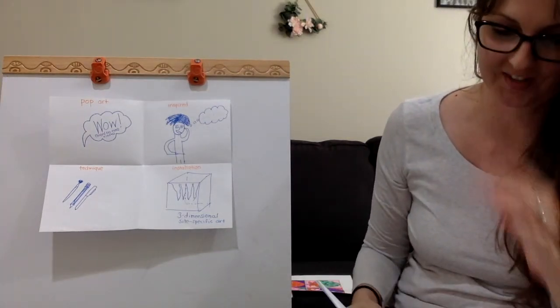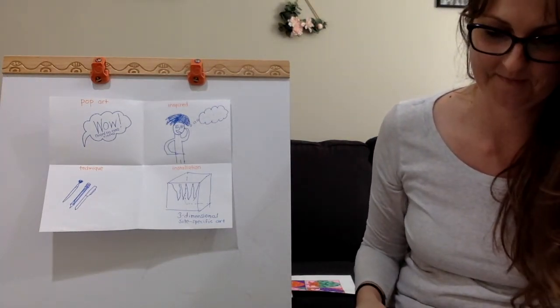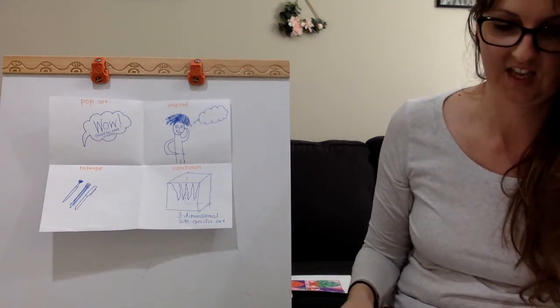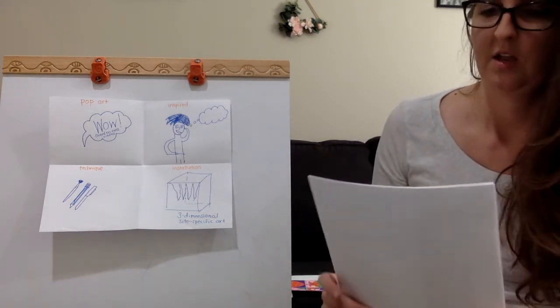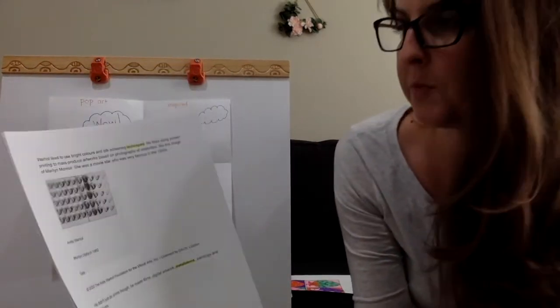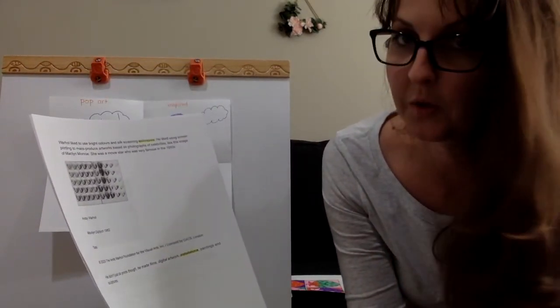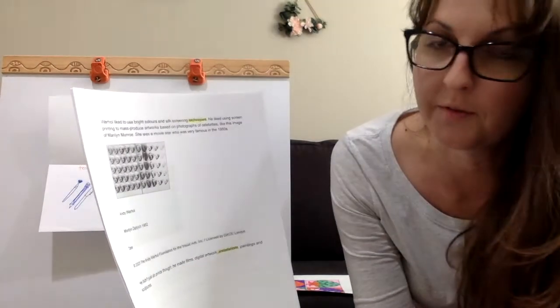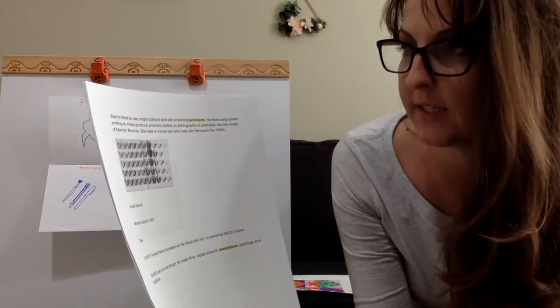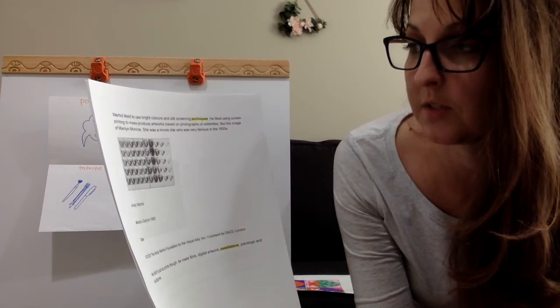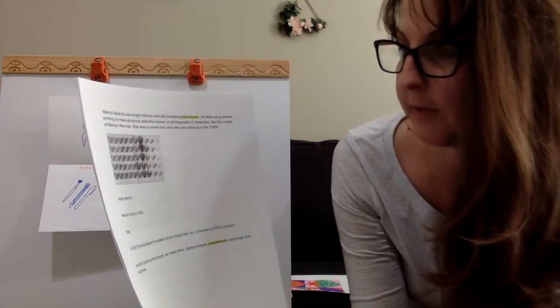More pictures. He liked to use bright colors and silk screening techniques. Techniques was one of the words that I included in the vocabulary. He liked using screen printing to mass produce his artworks based on photographs of celebrities.